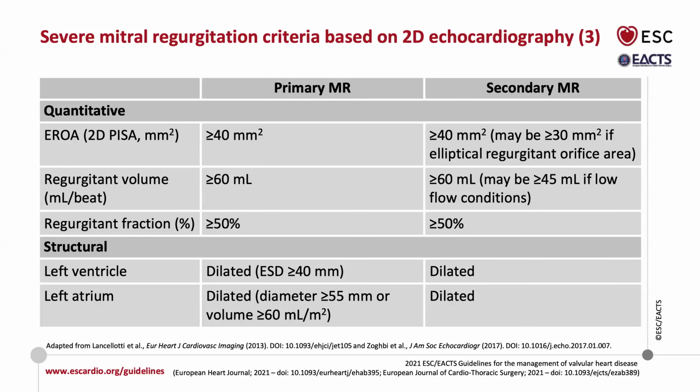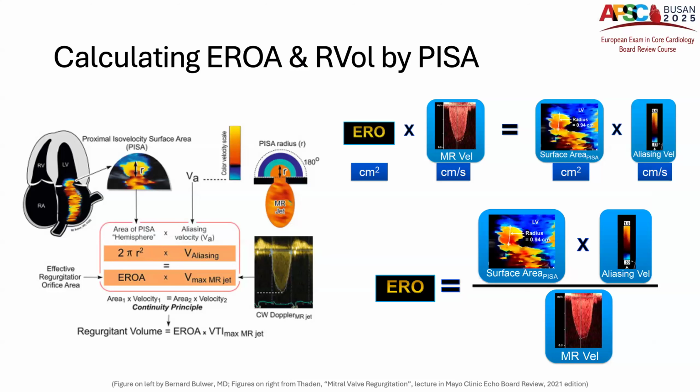Now that you have a good understanding of the classification of the types of MR, you also need to understand the classification of the severity of MR. Quantifying the severity of mitral regurgitation depends on a range of echocardiographic parameters. I will go over the 3 quantitative parameters since they are the most testable on the exam: EROA, regurgitant volume, and regurgitant fraction. Let's review how to calculate EROA and regurgitant volume by the PISA method.